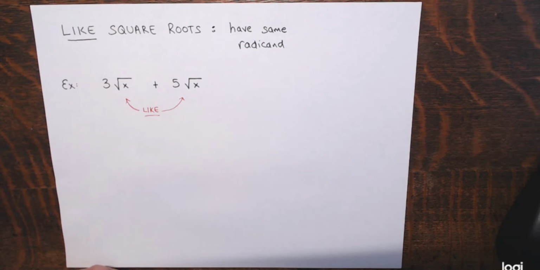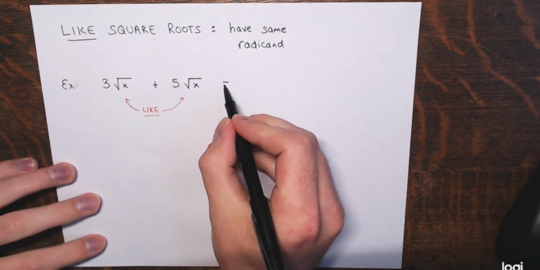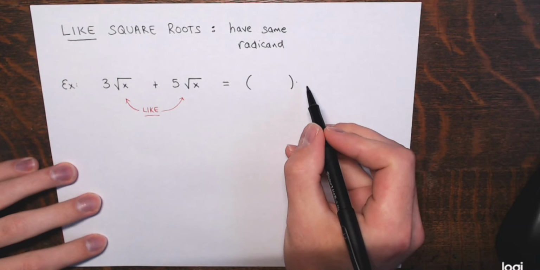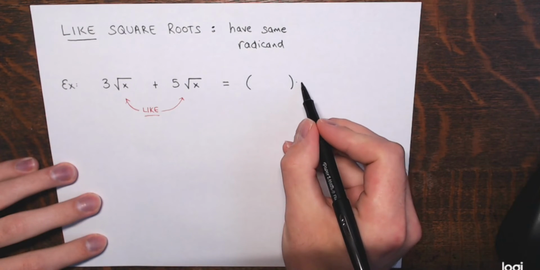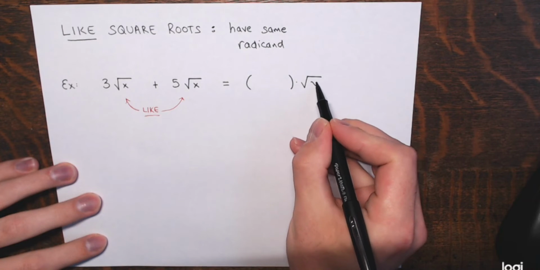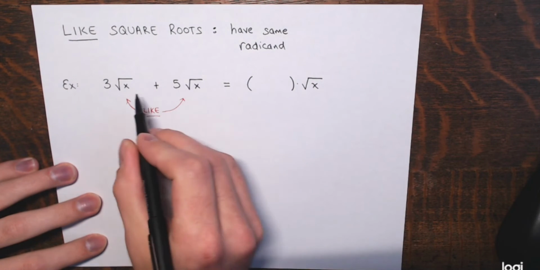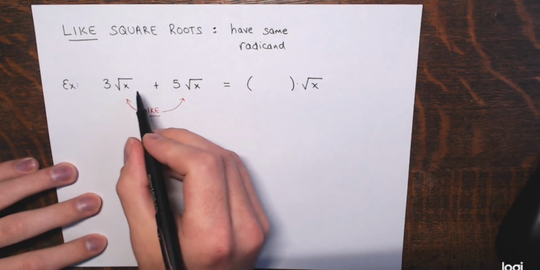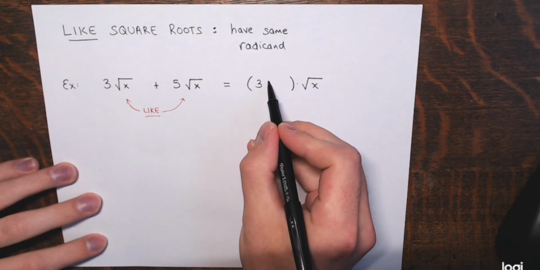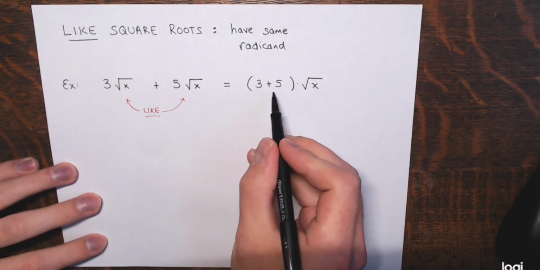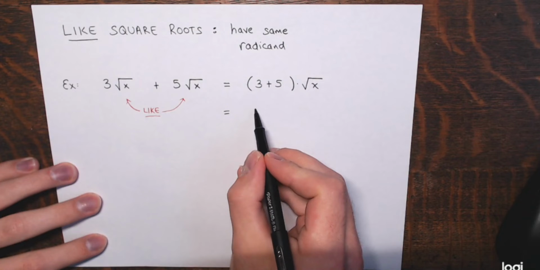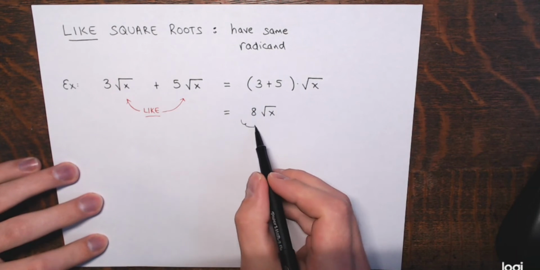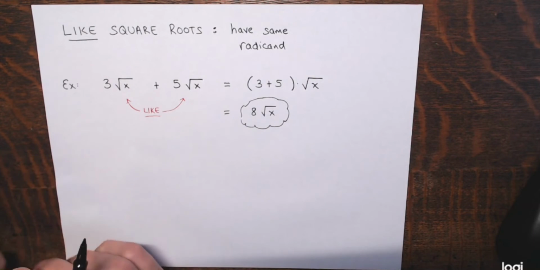And if that's the case, you can factor that like radicand out. Now I'll factor it out on the right. I know we normally factor out on the left, but we can factor out that common square root of x, that like radical, that like square root that these 2 terms have. And then the remaining factor, if I remove the square root of x from both of these, we have 3 plus 5, and then you can easily combine 3 and 5 to make 8. So 8 times the square root of x is the final simplification for that first example.